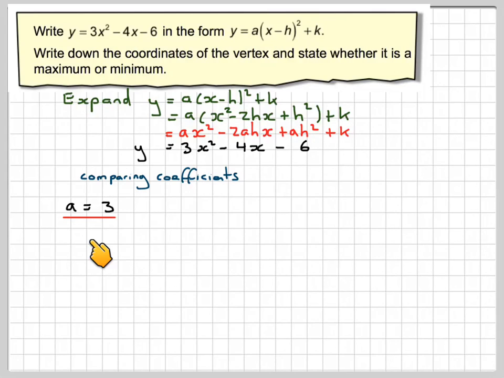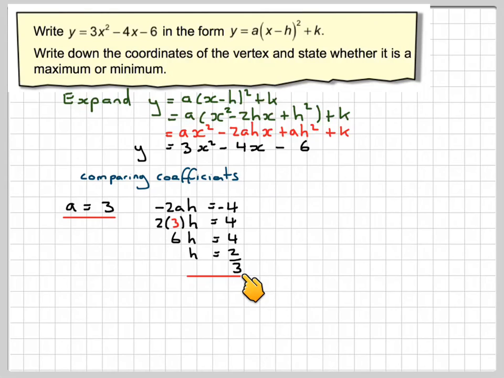A is equal to 3, and therefore minus 2ah has to be equal to minus 4. But we know now a is 3. We'll get rid of the minus signs as well because we've got a minus sign on both sides. So we've got 2 times 3h is equal to 4. 6h is equal to 4. H will be 4 over 6, which is 2 over 3.